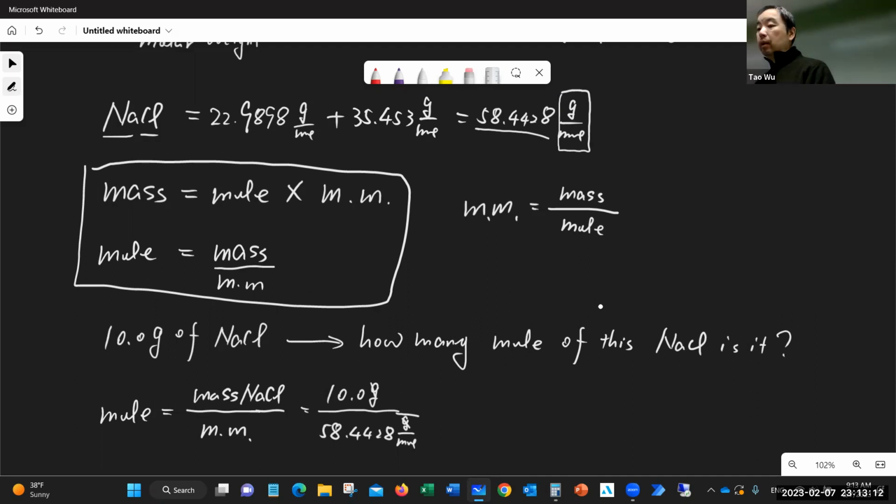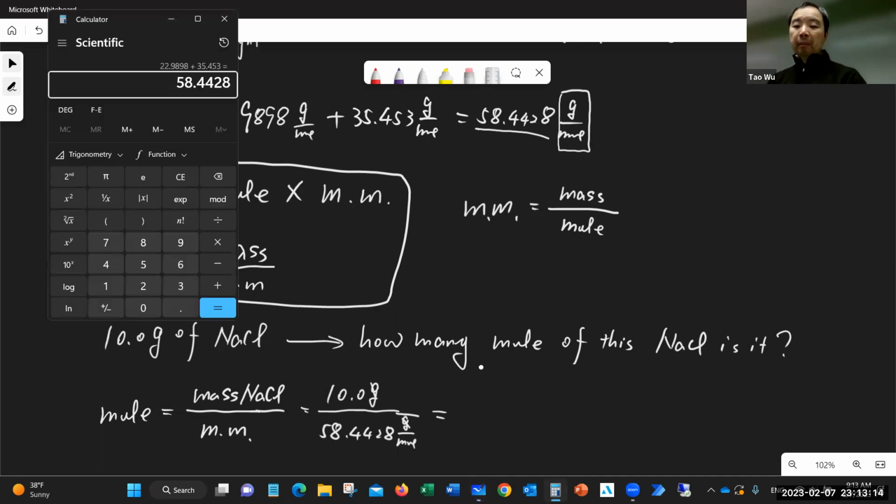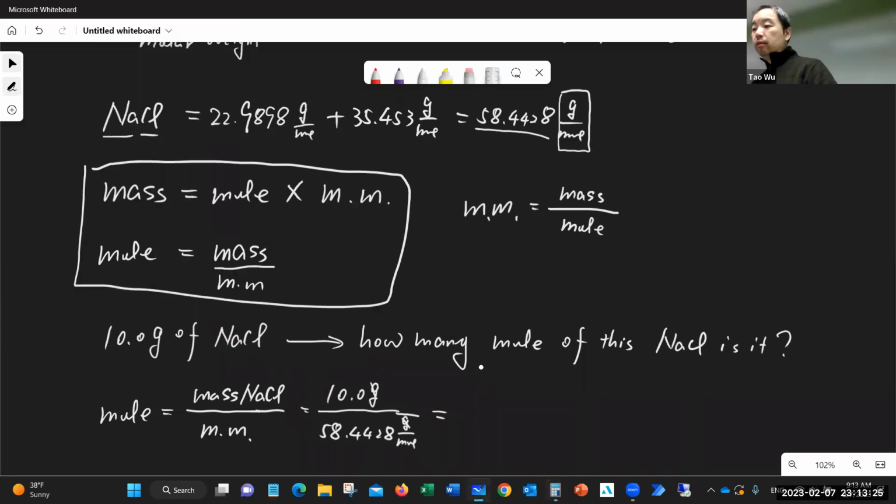Mass over molar mass: 10.0 gram divided by 58.4428, and you got 0.1711, and this is in mole. Again, we're not done because we need to check the sig figs. The question gave us three sig figs, so we need to keep three sig figs. Keep 1, 2, 3. The answer will be just 0.171 mole.